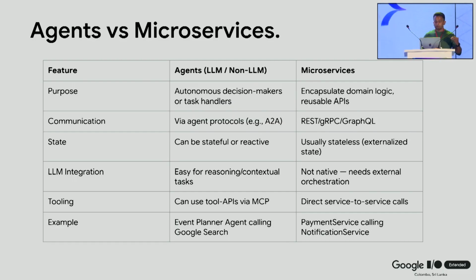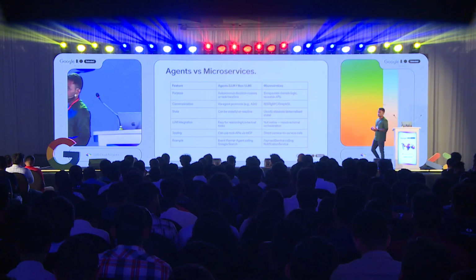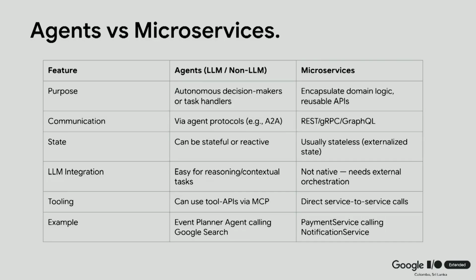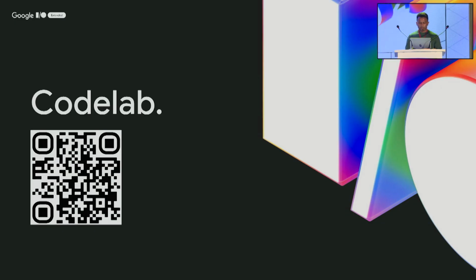And then when it comes to tooling, agents can use tools via MCP, and with microservices you need another service to interface with to get access to external support, right? When it comes to communication, microservices have standard communication methods. We have REST, gRPC, GraphQL, and so many. And agents use A2A, which is also a somewhat new technique. So fine, let's go to the code lab.